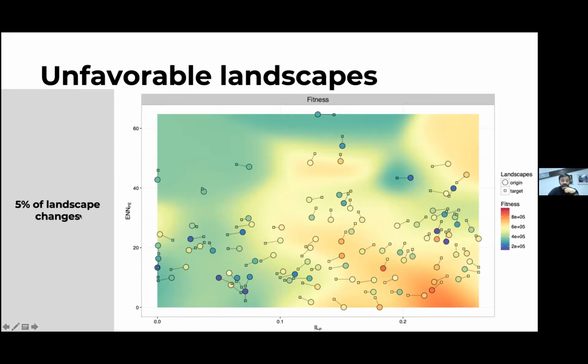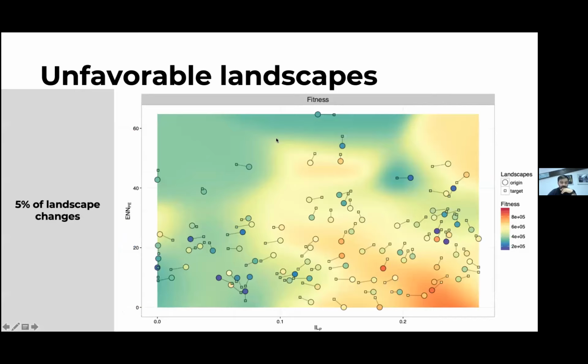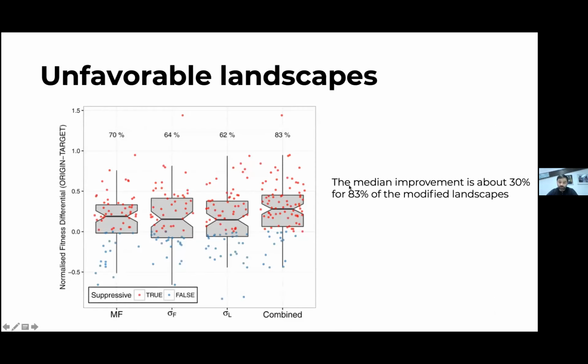What we can give is an optimal procedure. You take your initial landscape and you allow 5% of change. You run the optimal procedure, it will give you a new landscape in terms of composition. We did that for, I don't remember how many landscapes. We reduce the pest invasion by 30% for 83% of the modified landscapes.